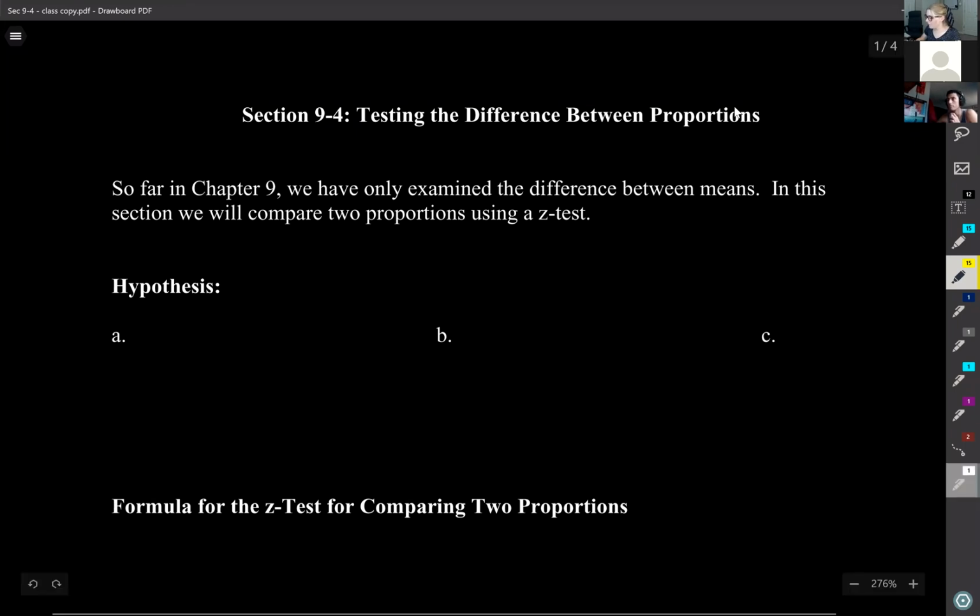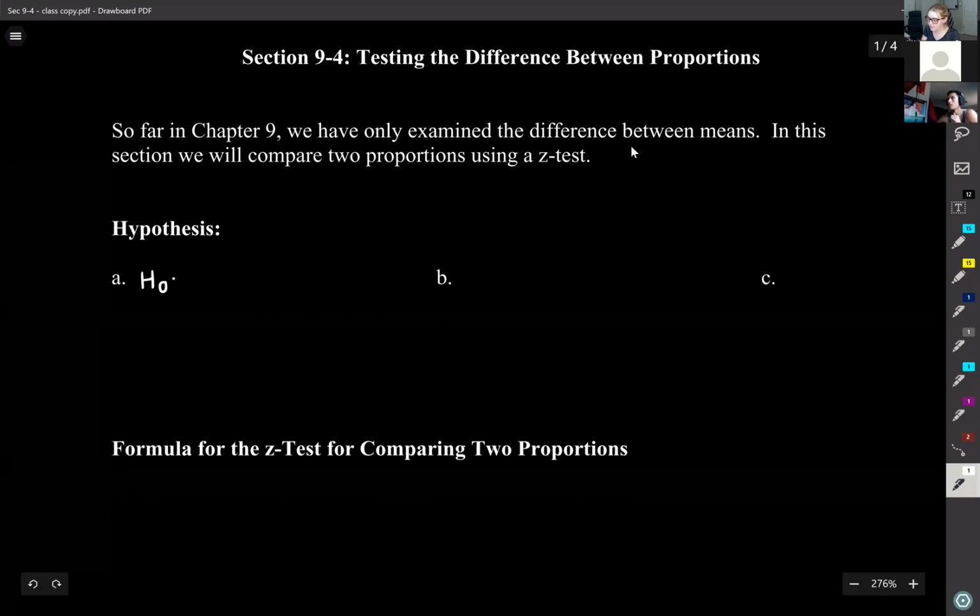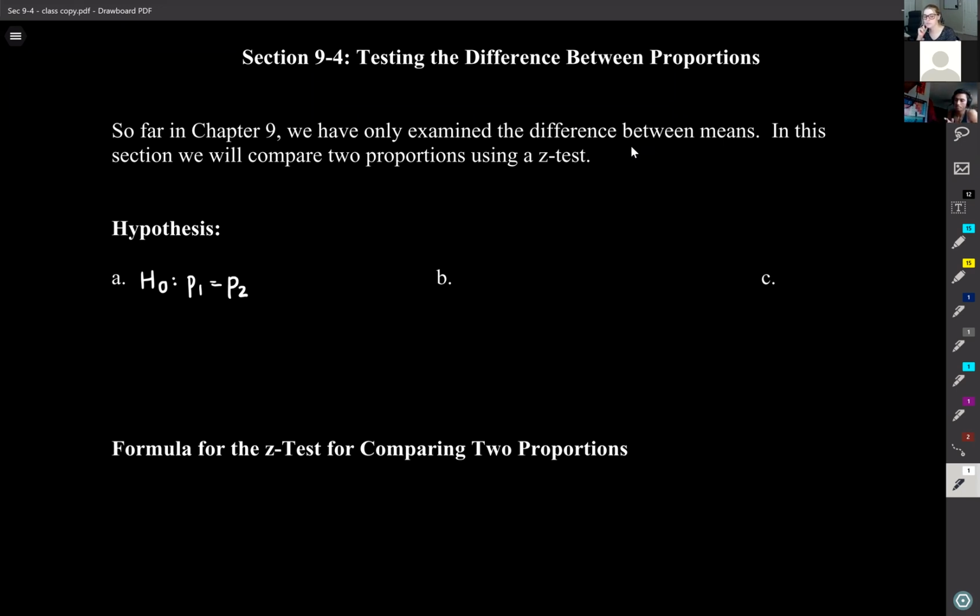Okay, so there are a few different types of hypotheses when we're doing the difference between proportions, but they don't look too different from things that we've done with means. So remember that our null hypothesis is always going to have an equal sign. If we're testing the difference between two proportions, I'm going to call them P1 and P2. So my null hypothesis is going to be that P1 is actually equal to P2. And then an alternative hypothesis could be that P1 is not equal to P2.